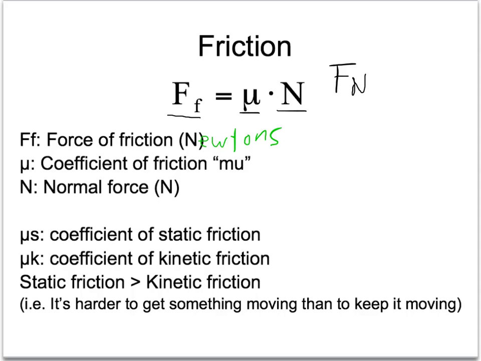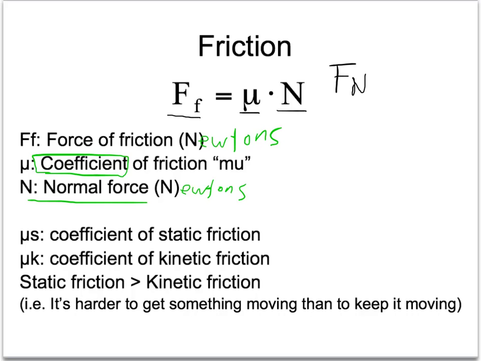The coefficient of friction is mu, and coefficients are unitless numbers. So you'll deal with other coefficients in physics. That means that they have no units, which also means they don't make any sense by themselves. They have to have something with them. And that something that goes with the coefficient of friction is the normal force, also measured in newtons. So the force of friction is mu times the normal force.